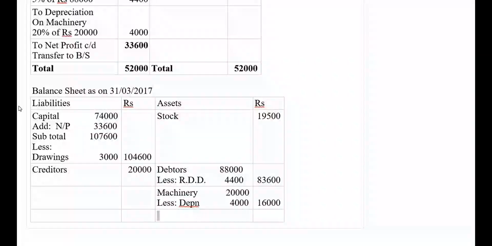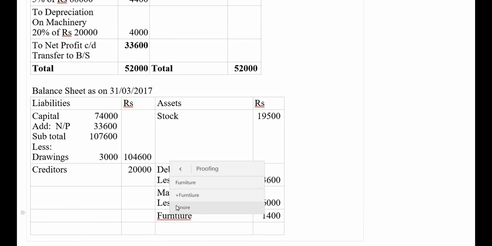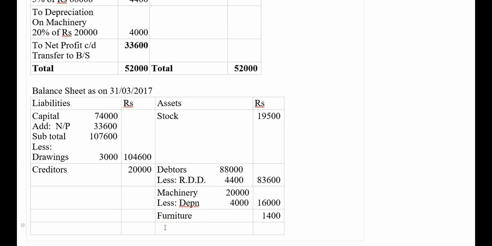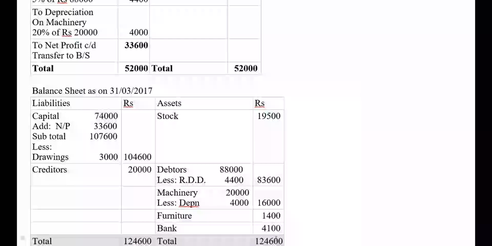Next, here we come with furniture 1,400. Furniture 1,400. Then we have got a bank balance 4,100. Let's take the total now. Here it is 1,24,600. So now you can also take the total here, 1,24,600. So this is the answer, the balance sheet total here.